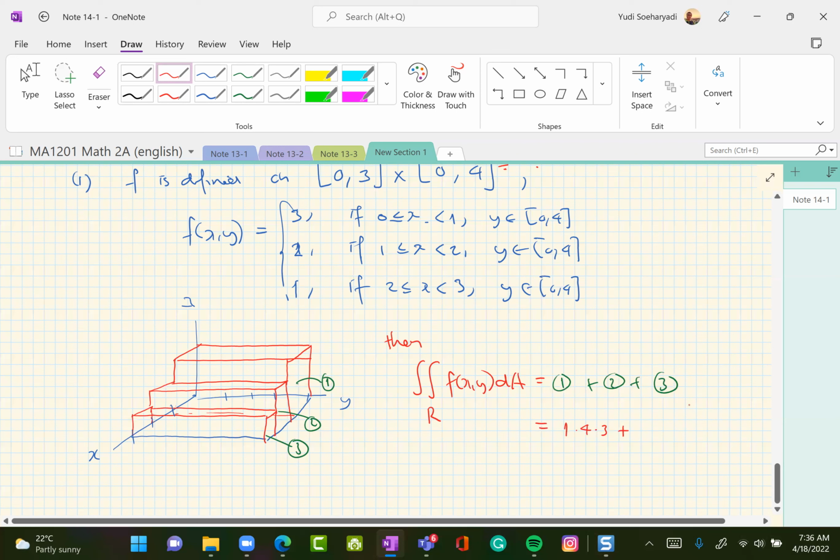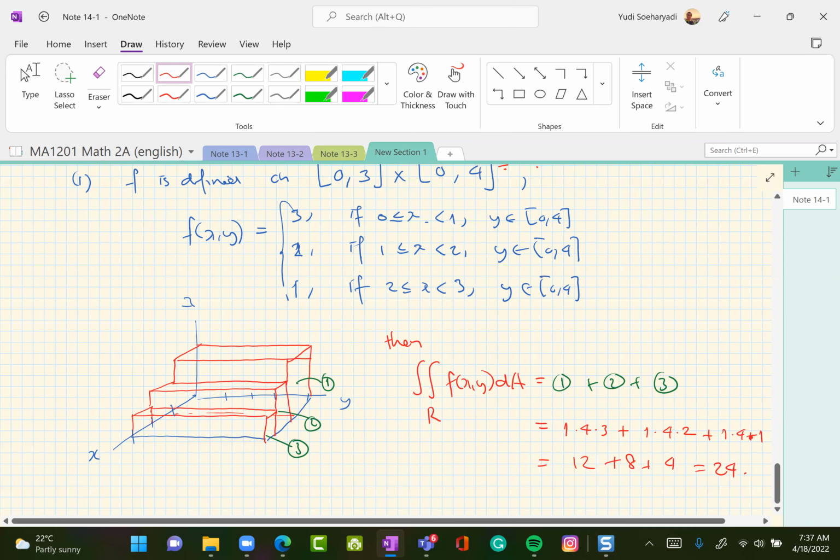And 2 has width 1, length 4, height 2, and the 3 has length 1, width 4, height 1. So basically just 12, 8, and 4 added together. Okay, so 24.